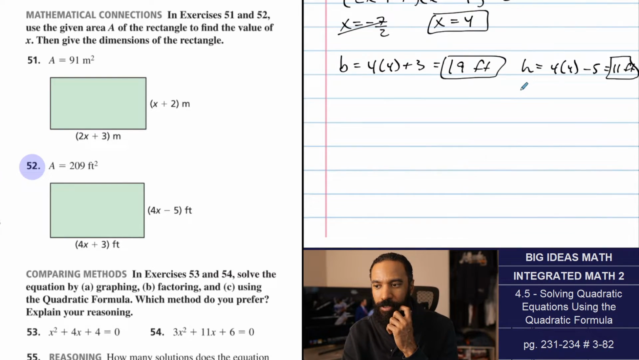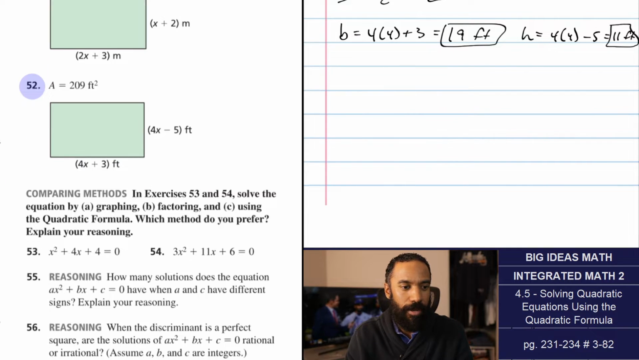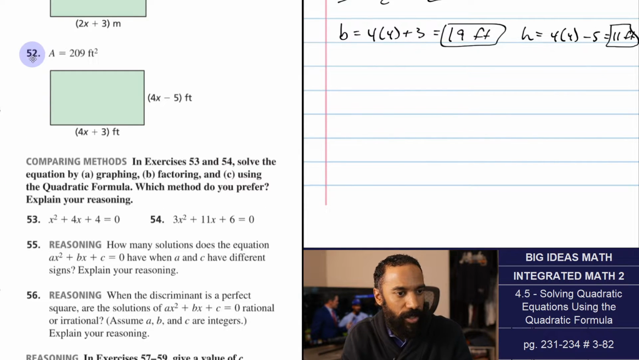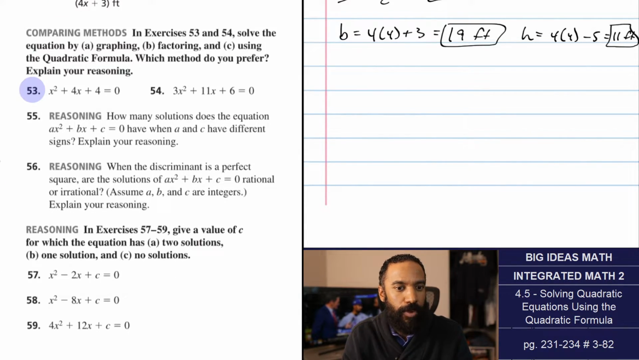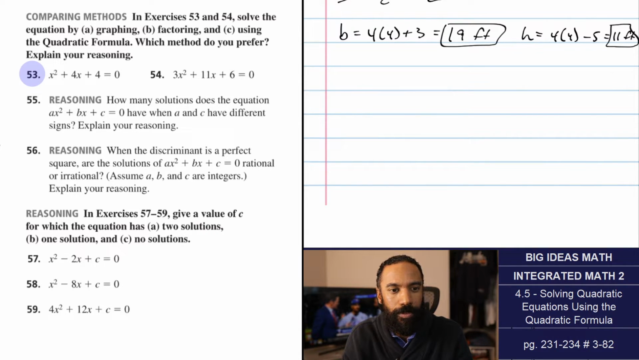Okay. That is 51 and 52. Now we're going to get into some of those methods again, right? So I just talked a little bit about them. We get to keep going. In 53 and 54, solve the equation. Oh. Got to use all three methods.